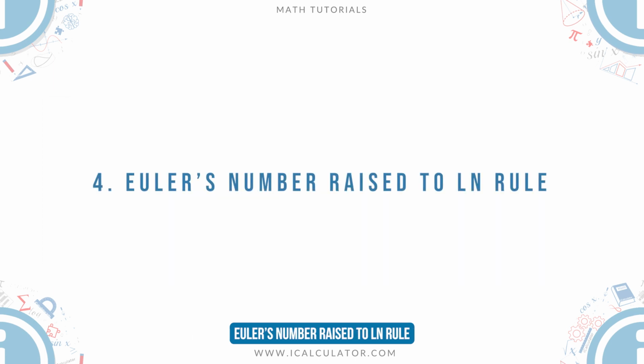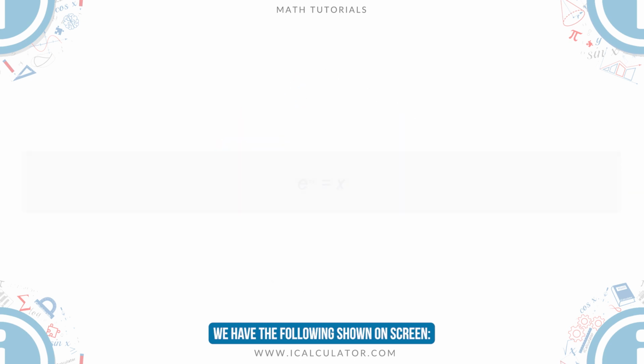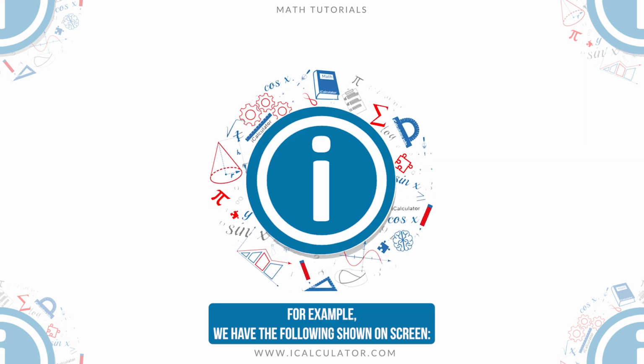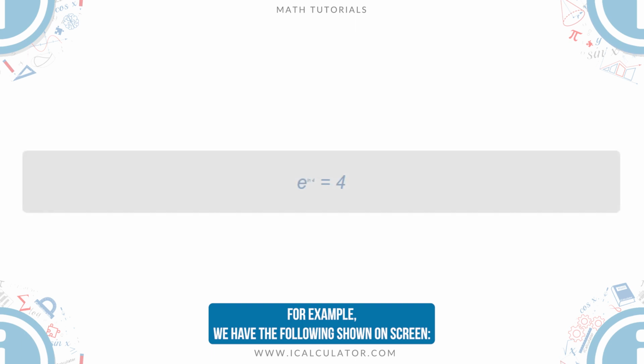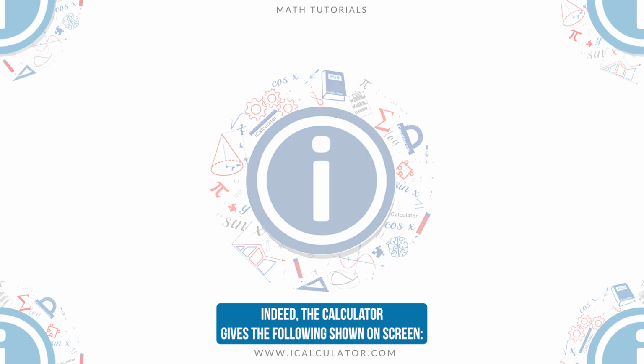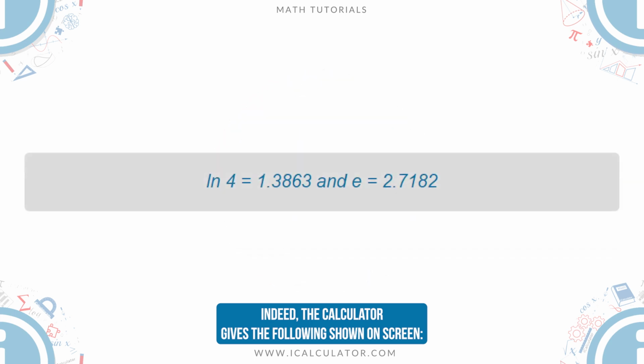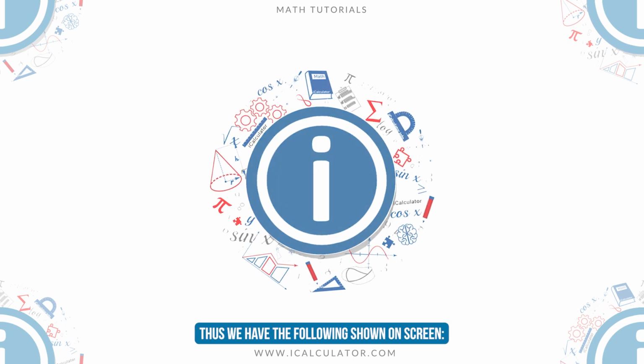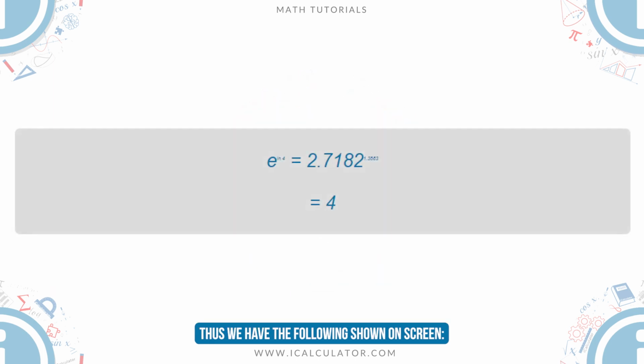4. Euler's number raised to ln rule. We have the following shown on screen. For example, we have the following shown on screen. Indeed, the calculator gives the following shown on screen. Thus we have the following shown on screen.